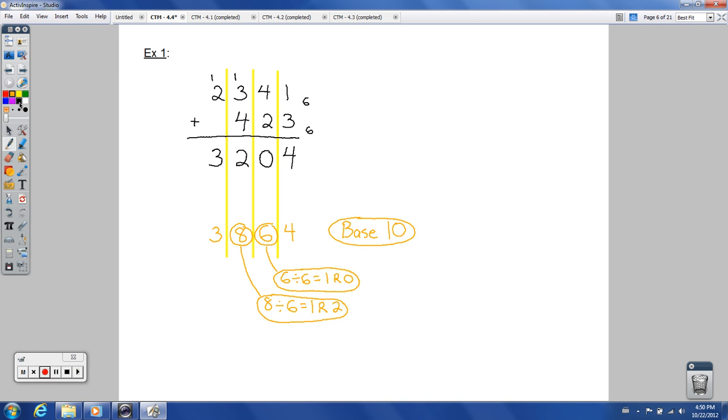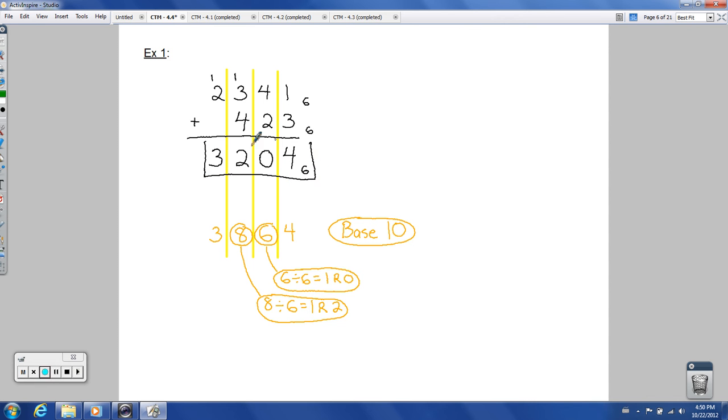So what's my final answer here? If I'm adding this plus this, I get this. So this is my final answer, 3204. That's what these two numbers are in base 6 added together, still in base 6. Again, I want to remind you, this was base 10 work. This was necessary to get the numbers here.